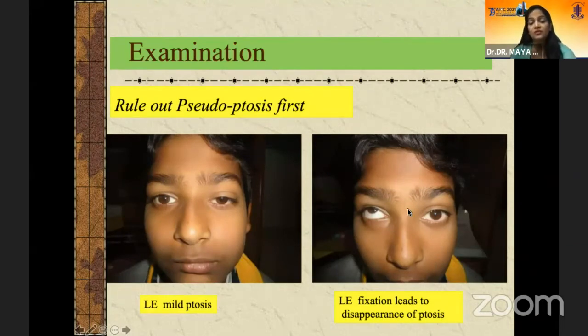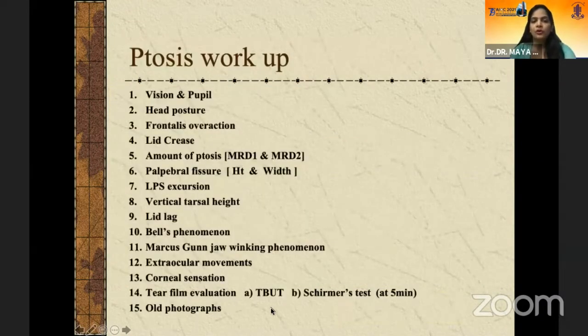You may get a case of a vertical squint, like in this case of hypotropia of the left eye. When the patient is fixing with the right eye, there is an apparent ptosis in the left eye, but as soon as the patient starts fixing with the left eye, the ptosis disappears and the other eye goes up. So rule out a vertical squint or a hypotropia in that eye. This is the whole proforma of the ptosis workup, and let's see them one by one.